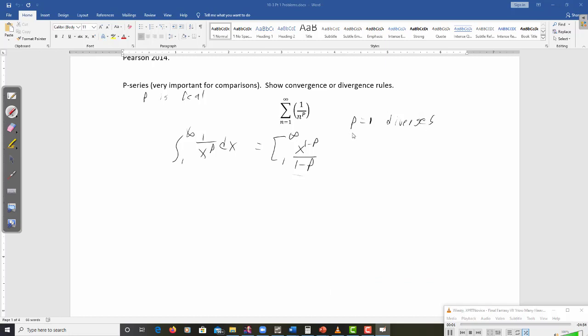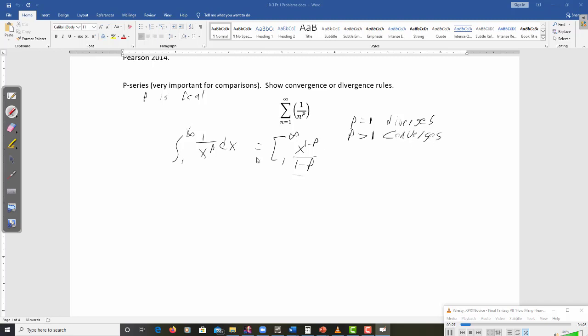Alright. If p is greater than 1, well, then this will be a negative number. The bottom will be negative as well, but because it'll be a negative number, you plug in the limit as n goes to infinity, x to a negative exponent will go to 0. So p greater than 1 converges.